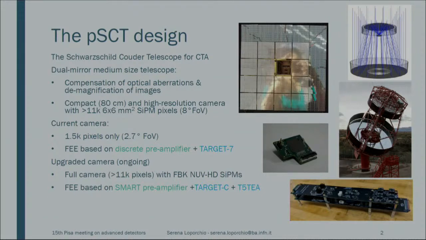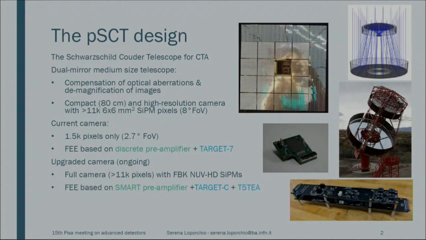Like I said, a dual mirror design with the camera in the focal plane of the second mirror. And this particular design allows for the magnification of images and compensation of optical aberration, allowing for a very compact and high-resolution camera, which will have more than 11,000 pixels. Each one of them will be a 6x6 millimeter squared silicon photomultiplier for a total field of view of 8 degrees. The camera will be less than 1 meter in diameter. Currently, there is a prototype of this telescope, which is being developed at Whipple Observatory in Arizona.